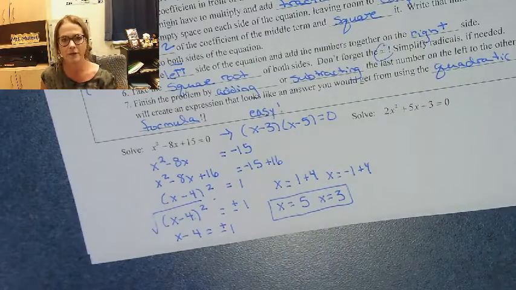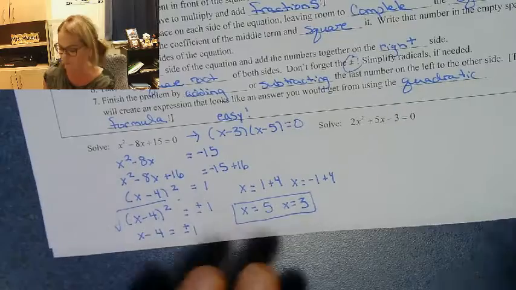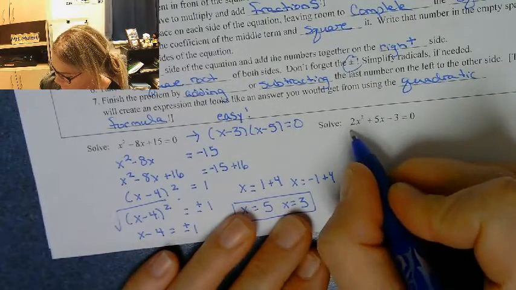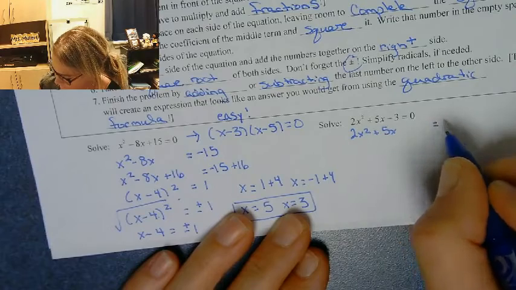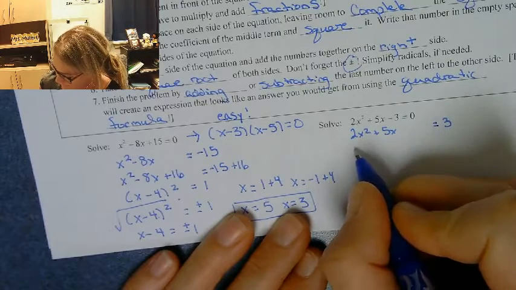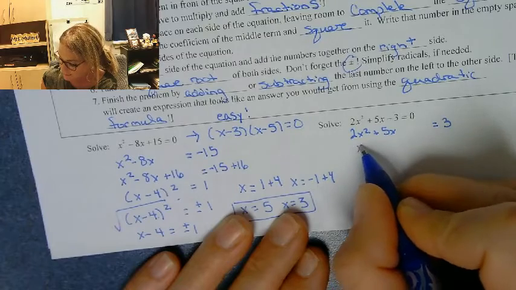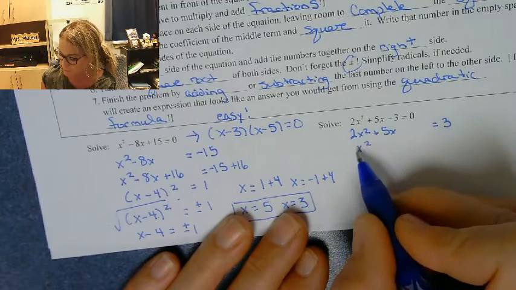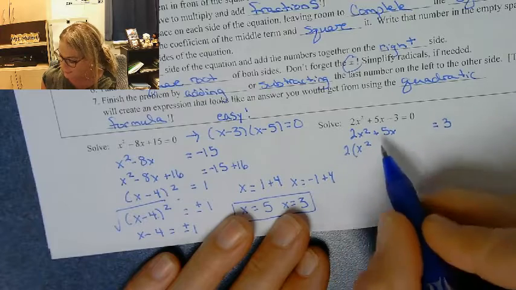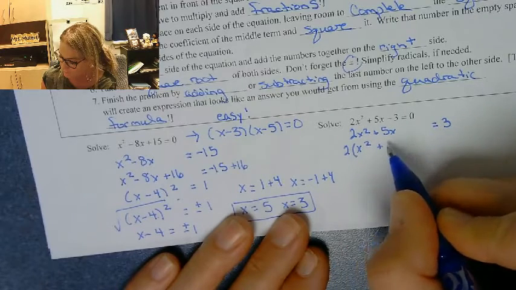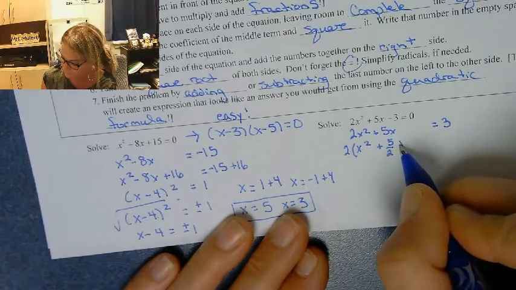Factor if it'll factor. Okay, so the second one is going to be a little bit more difficult because we've got that coefficient, so we may end up with a fraction here. So move the constant to the right, factor out the 2. When you factor, you're dividing. So this is x squared, so I just took 2 divided by 2, factor that out, and then when you factor it out of the 5, you're going to get 5 over 2x here.